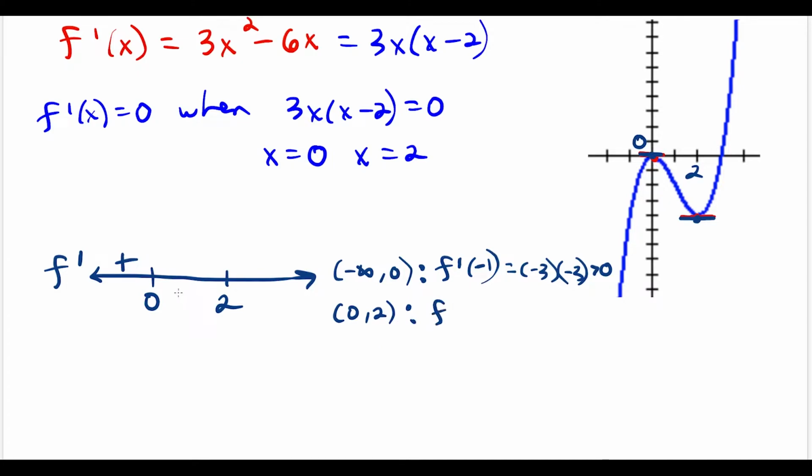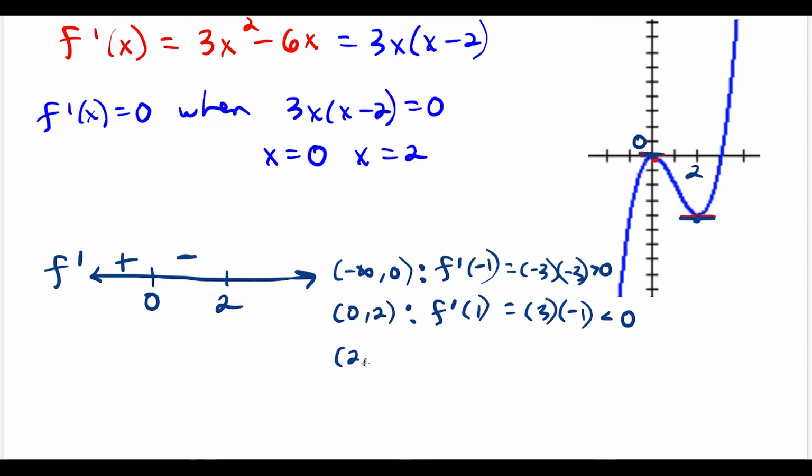If I plug in a number between 0 and 2 into f prime, I'm going to have f prime of, let's say I use x equals 1. And if we plug that into the factored form, we have 3 times 1 is 3, and then we have 1 minus 2 is -1. Now the value doesn't matter. All that matters is the sign, and 3 times -1 is less than 0, is negative. So I just record a minus sign here.